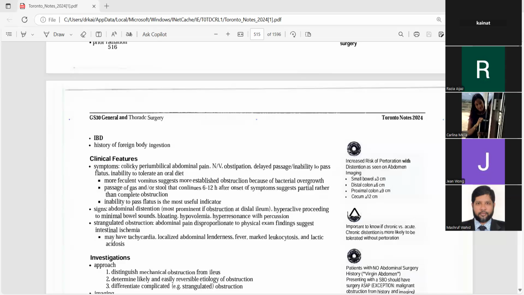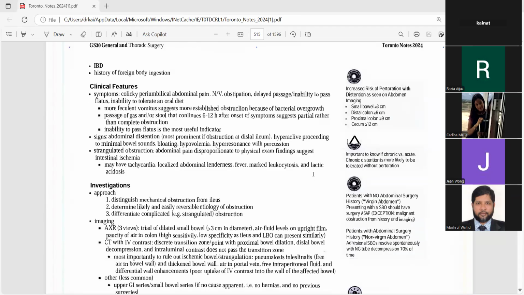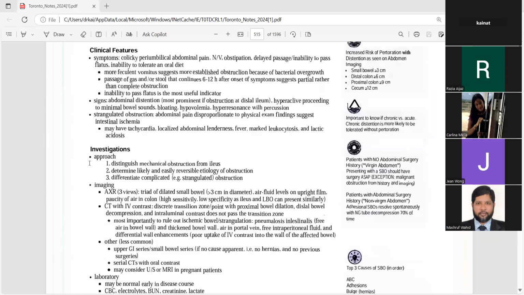Signs are basically abdominal distension, hyperactive or minimal bowel sounds, then the bloating, hypovolemia, hyperresonance. Then basically the strangulated obstruction has more pain, tachycardia, there are infection signs, fever, leukocytosis, and all those, and lactic acidosis, many, many important signs. So then comes the investigations.